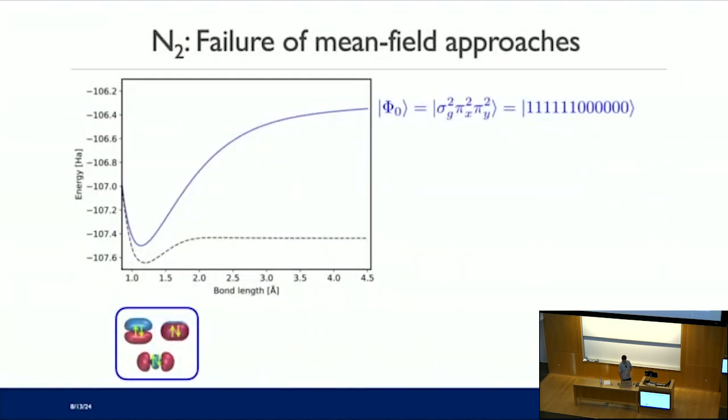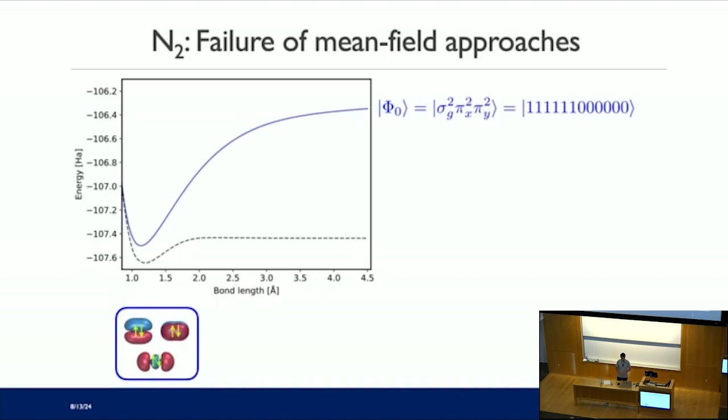Okay, so let me tell you a bit more specifically how we would go about the example of bond breaking. So let's take the example of N2. So this is just two nitrogen atoms. We're only considering the valence, so we have 6 electrons occupying 6 orbitals. This is in a minimal basis, but you could then use all of this in a larger basis as well.